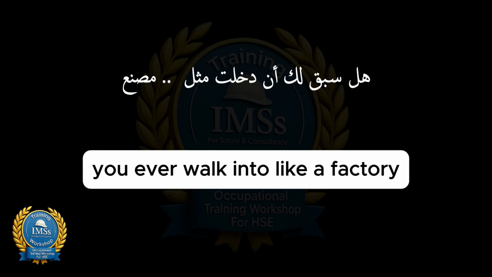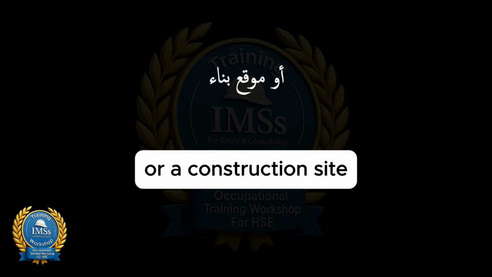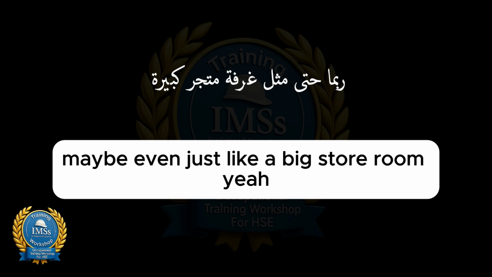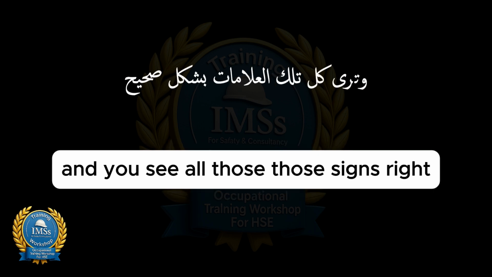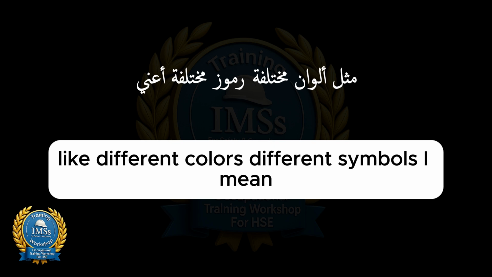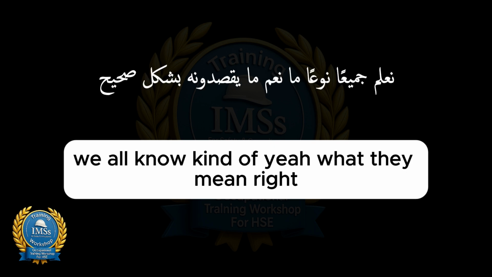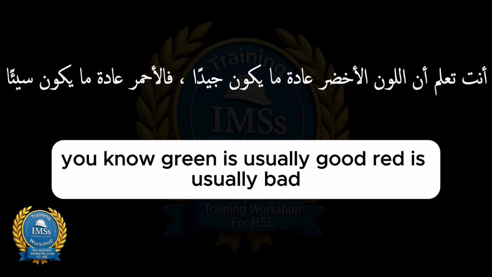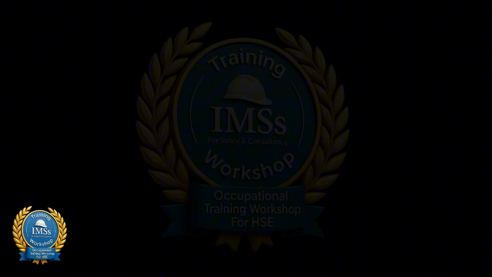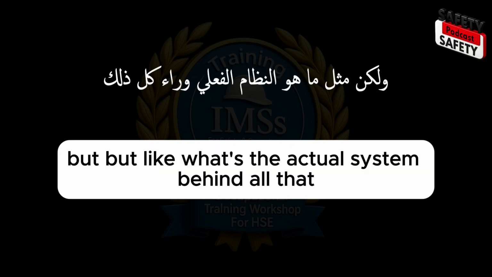All right. So you ever walk into a factory or a construction site, maybe even just a big storeroom, and you see all those signs, right? Like different colors, different symbols. I mean, we all know kind of what they mean. Green is usually good, red is usually bad. But what's the actual system behind all that?